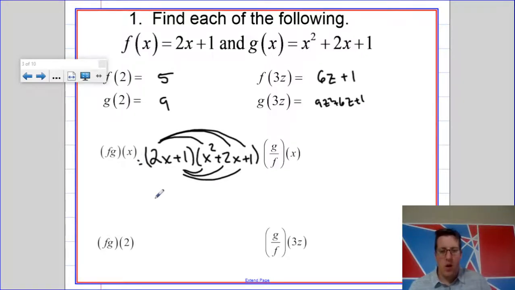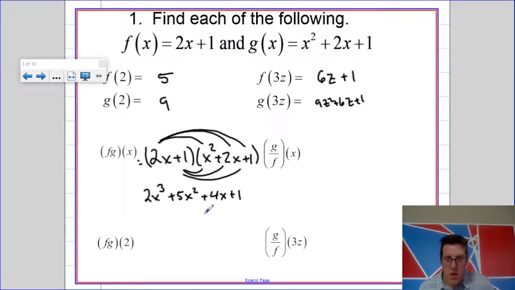So our formula here should be, you know what, I'm going to pause the video and do it so you don't get bored. Okay, I believe it is 2x cubed plus 5x squared plus 4x plus 1. And if it's not, we should be able to tell when we do our plugging in later.